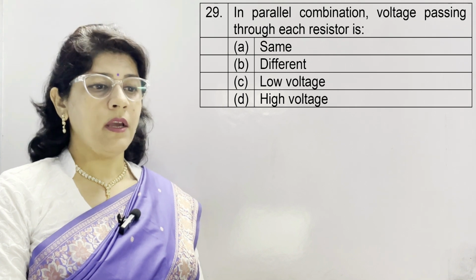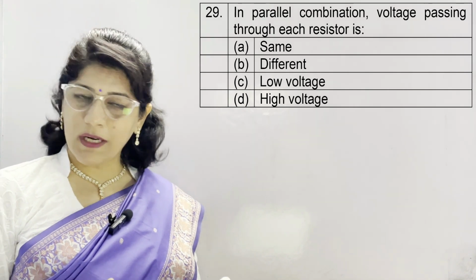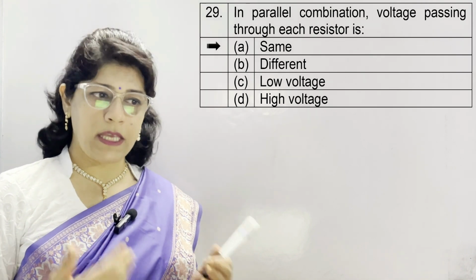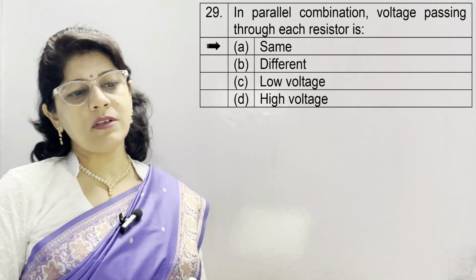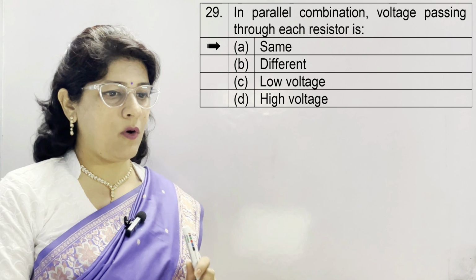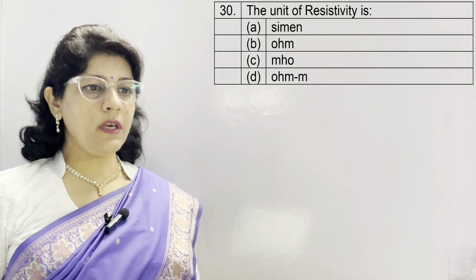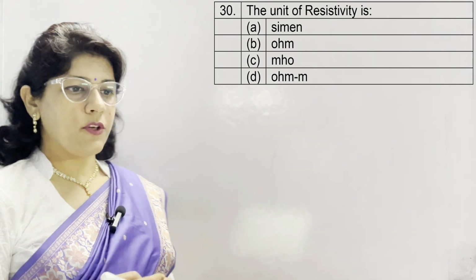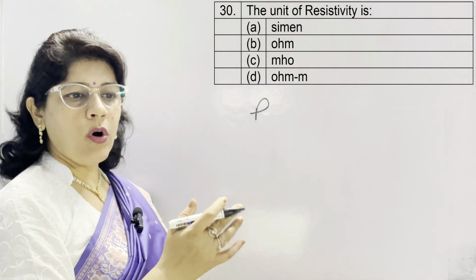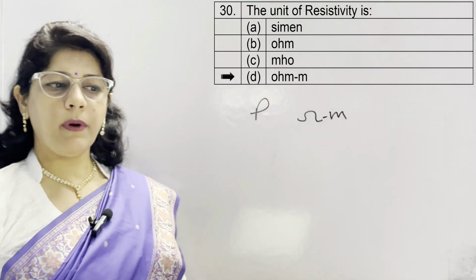In question number 29, in parallel combination, voltage passing through each resistor is, we have discussed many times, voltage remains same in parallel combination. Option A is same, B is different, C is low voltage and D is high voltage, and correct option is A, which is same. Voltage remains same in parallel combination. In series combination, current remains same. In question number 30, the unit of resistivity, it means this, unit is Siemens, ohm, mho or ohm meter. So unit of resistivity is ohm meter, which is our option number D.